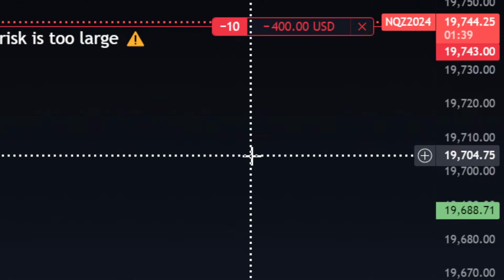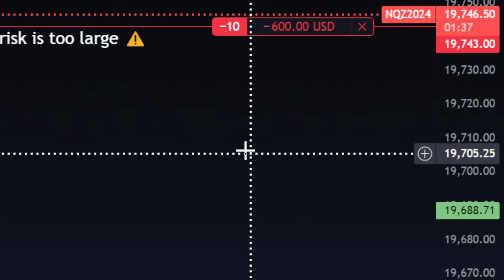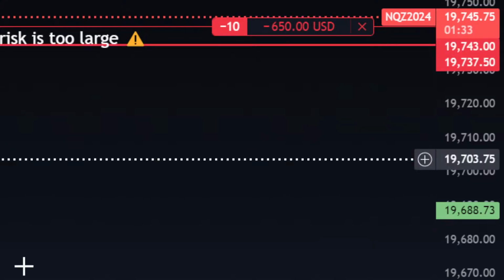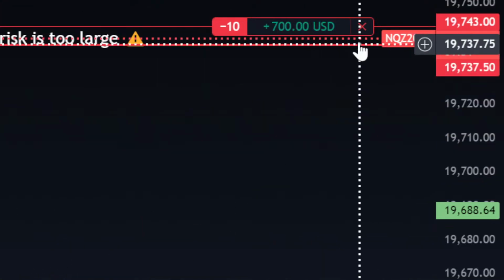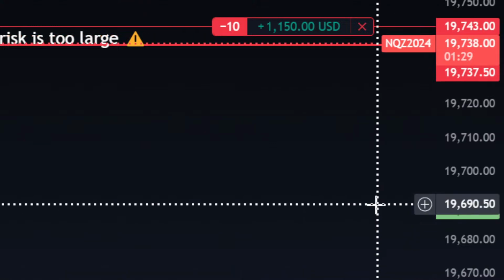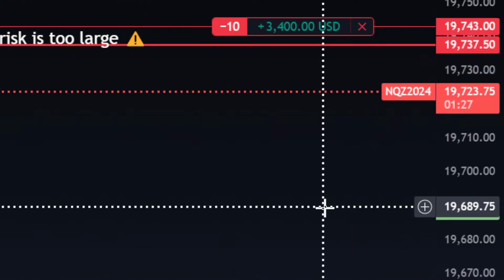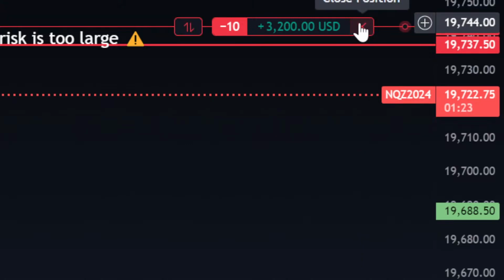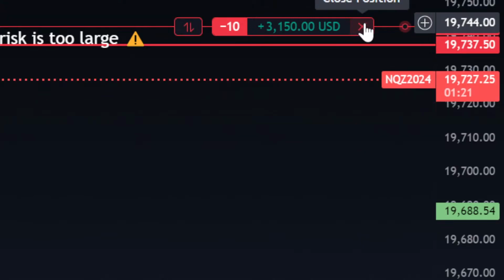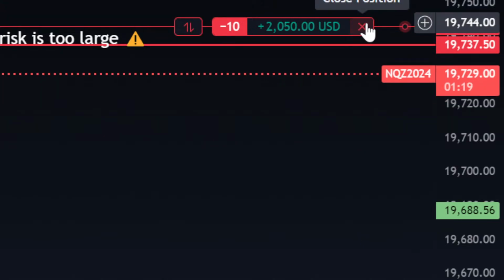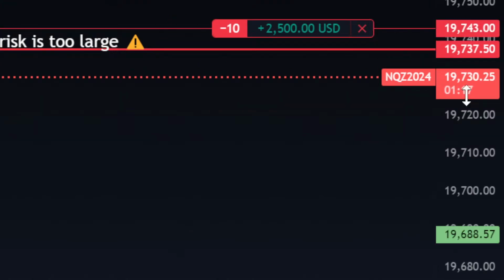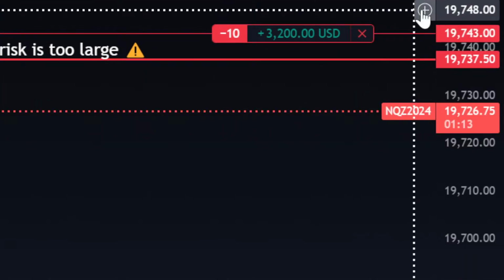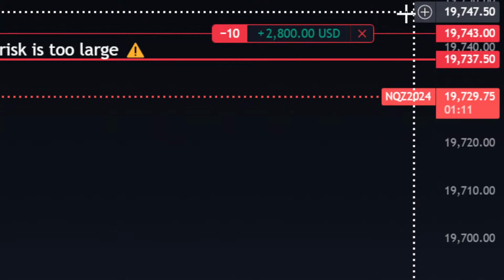Everything that happens to me. Why? Because I could have simply waited for a close that held below 19,737. So this actually did work out, having faith in my system. That is 3,200. You know what? I'm sick. I don't need to do this all day, right? I could go ahead and just take profit. What I'm going to do, there you go, good job there.